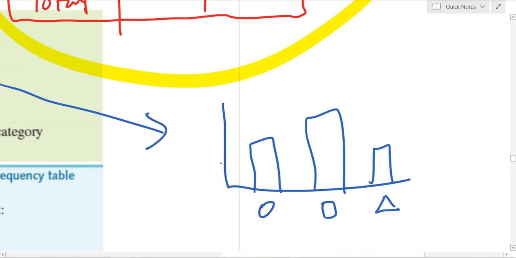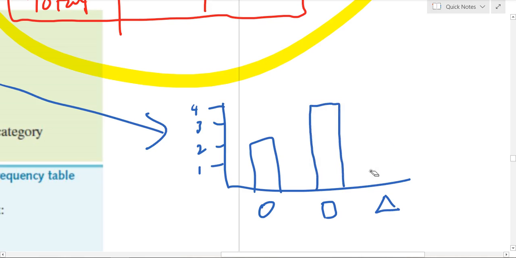You can either have the frequency in terms of the numbers. So it could be 1, 2, 3, 4. So this is telling me 2 people like circle. Let's make this a bit longer. So it's 4 people like square, and maybe just one person likes triangle. So you can actually have the frequency. Or alternatively, you can also have the percentage. So it could be 10%, 20%, 30%, 40%.